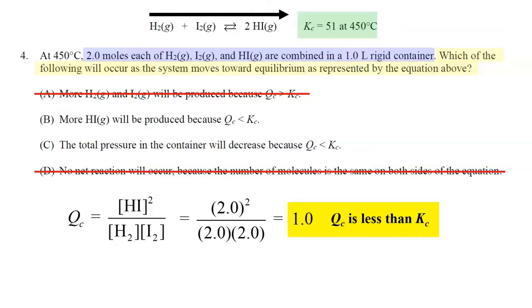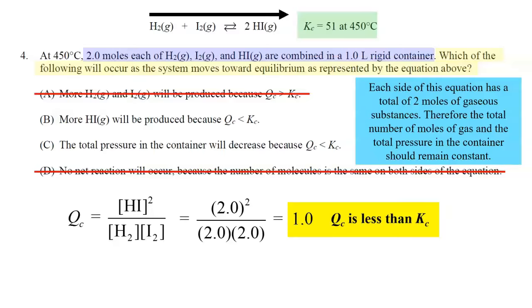So both choices B and C indicate that Q is less than K, but in choice C, it says the total pressure in the container will decrease. And if we look closely at the details of this balanced equation, we can see that each side of this equation has a total of 2 moles of gaseous substances. Therefore, the total number of moles of gas and the total pressure in the container should remain constant as the system reaches equilibrium. So we're not going to see a change in the total pressure, so I can eliminate choice C.